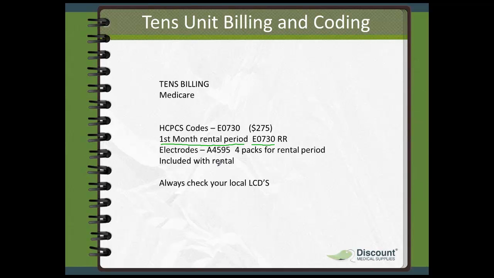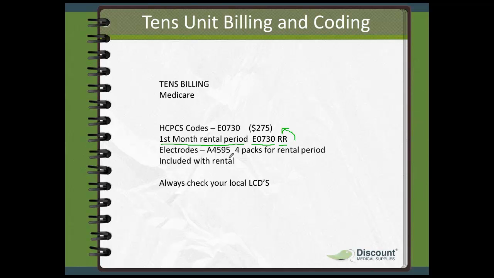Now, some general carriers may have a rental period as well. So you do want to put on your insurance verification, even for general carriers, is there a rental period for that TENS unit? Because you do want to know. So I recommend the code E0730, but now you're going to put an RR modifier to tell the insurance carrier that it's a rental. And I'd say the national average, anywhere up to $275 for that rental. Medicare typically pays between $30 and $40 for that rental period.